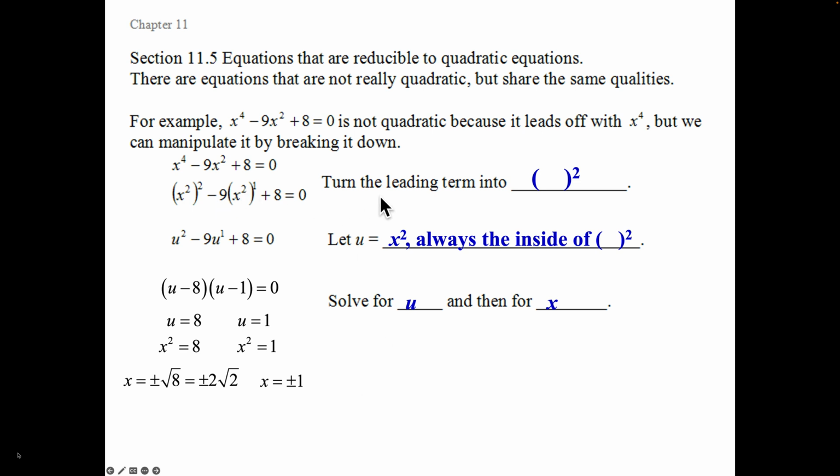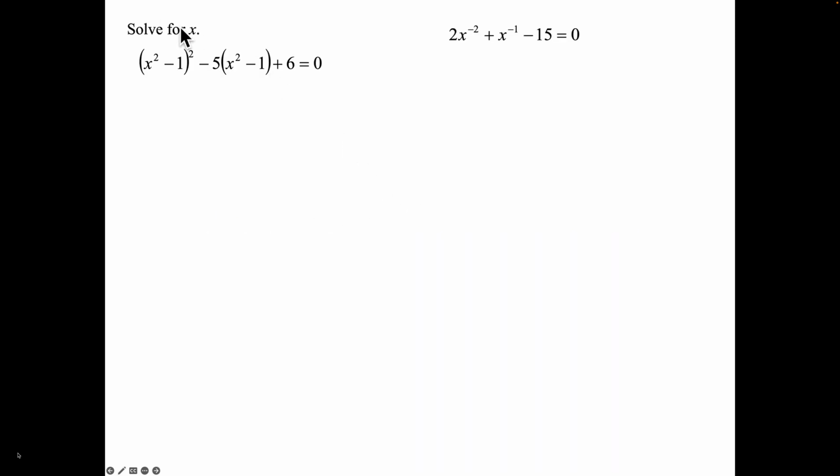All right, so we're going to apply these to other types of problems. x squared minus 1, squared, minus 5 times x squared minus 1, plus 6. Do not distribute the minus 5. Do not FOIL this out. Look at your parentheses. Notice that they're exactly the same. This is technically to the first power. So since these two parentheses are the same, let's let u equal that binomial x squared minus 1. We'll take that out, replace it with a u.